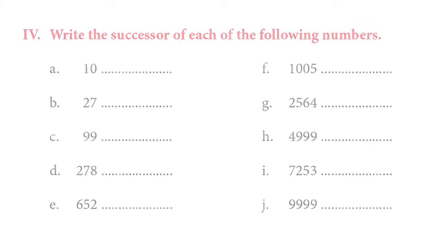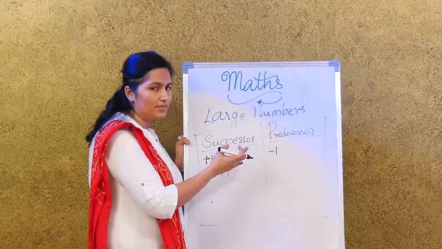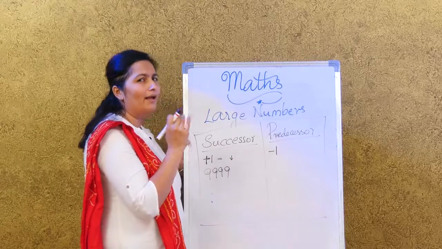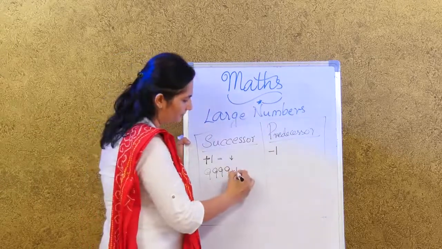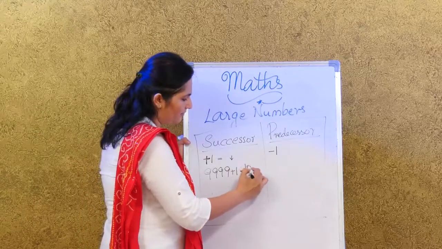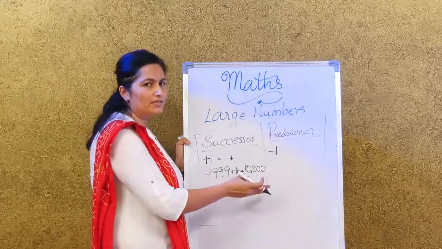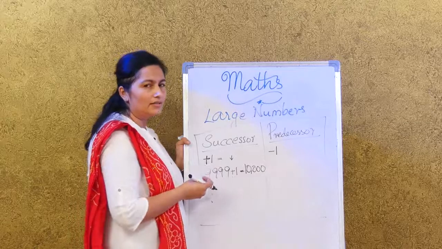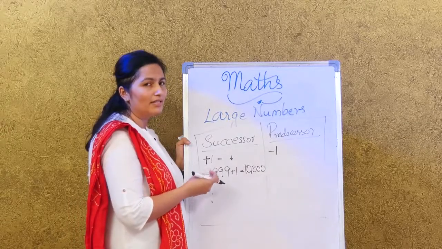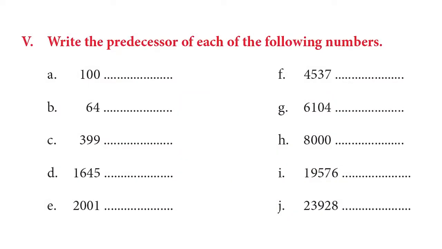9999. So, we want to find out the successor. What comes after? So, simple, add plus 1 is equal to 10,000. So, 10,000 is the successor of 9,999. Let's take an example of predecessor.